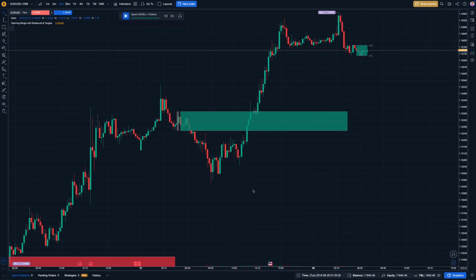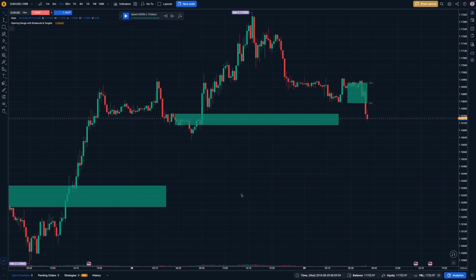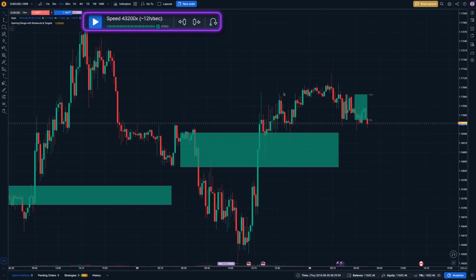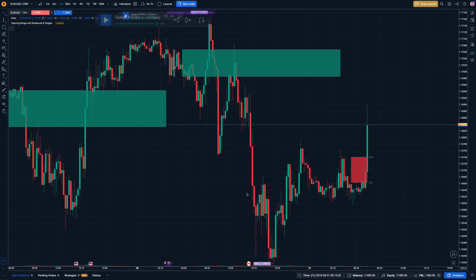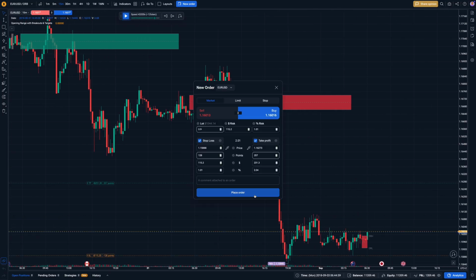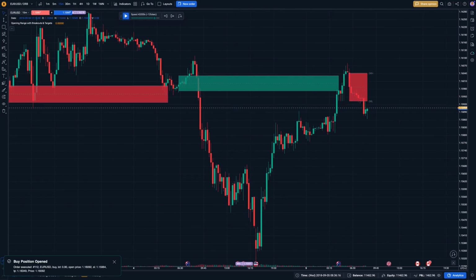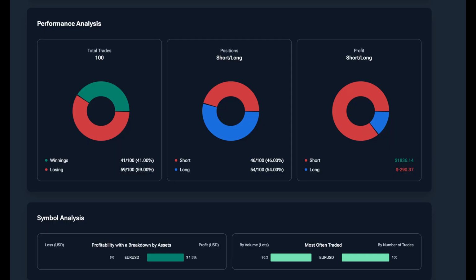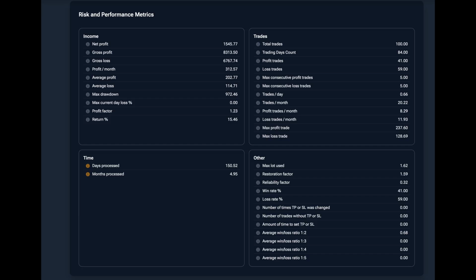I really like the speed function. It makes the whole process so much easier, whether using the slider alone or combined with keyboard shortcuts. And here are the results after 100 trades.